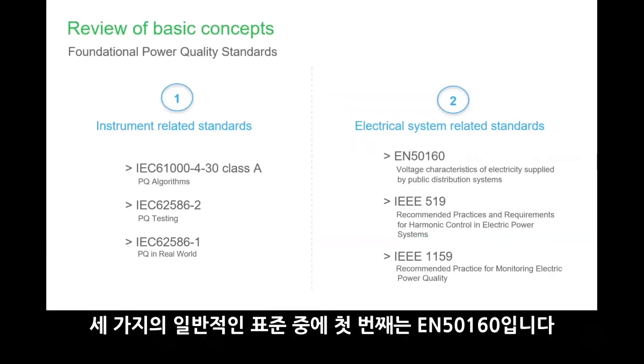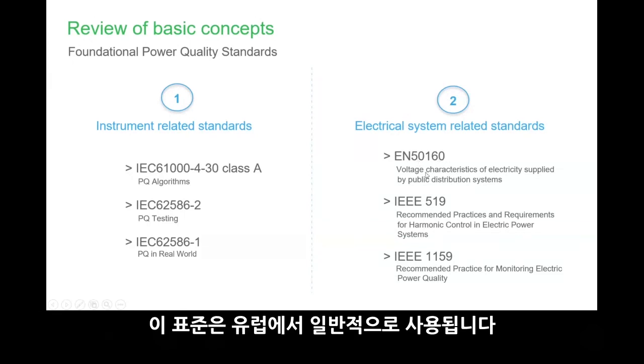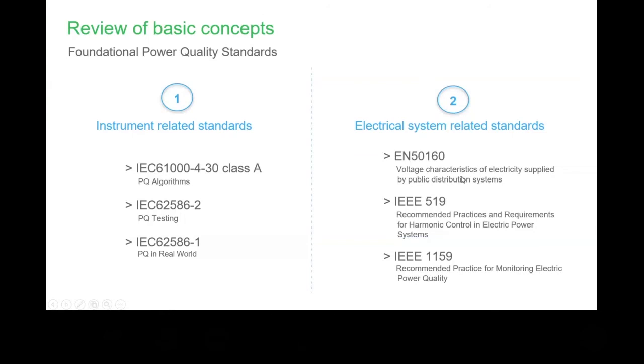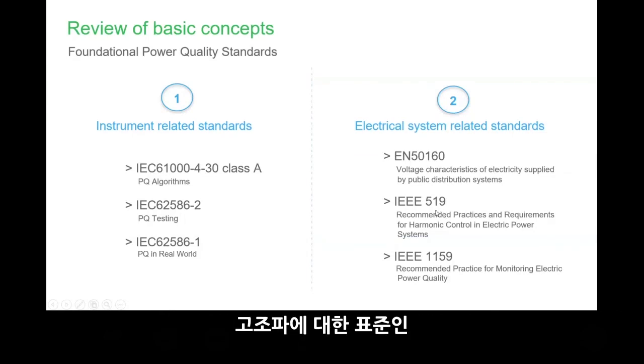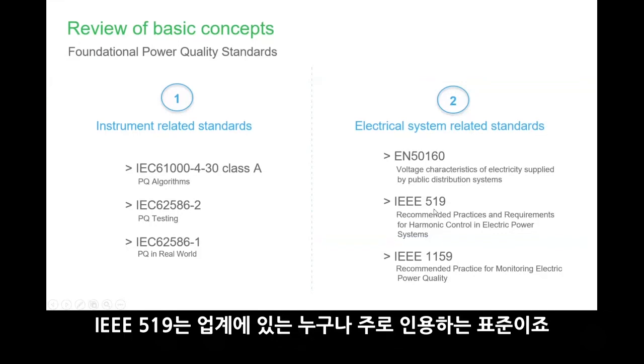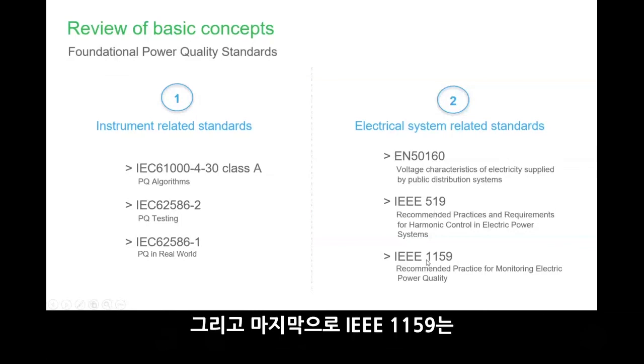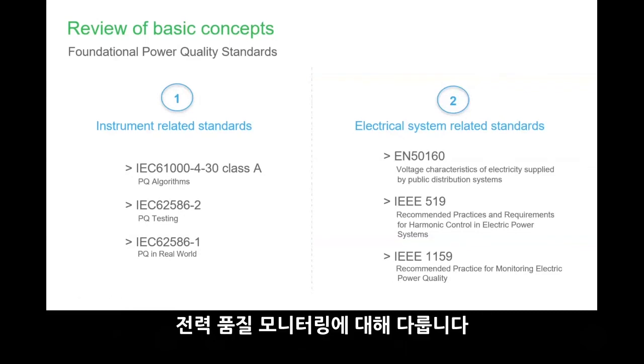So the first of the three generic standards is EN 50160. This is used by the European norm. Second is IEEE 519, which is about harmonics. IEEE standard 519 is very common, quoted by anybody in the industry. And the last one is IEEE 1159, which is about power quality monitoring.